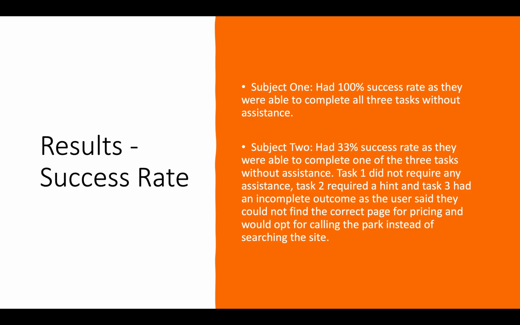In regards to success rate, User 1 had a 100% success rate as they were able to complete all 3 tasks without assistance. Subject 2 had a 33% success rate. The first task did not require any assistance, the second one required a hint, and the third one was an incomplete outcome, as the user said they could not get the correct page for pricing and would opt to call the park instead of searching the site.